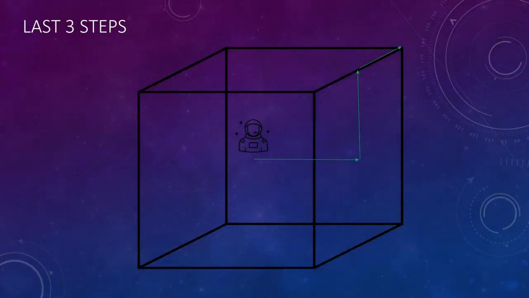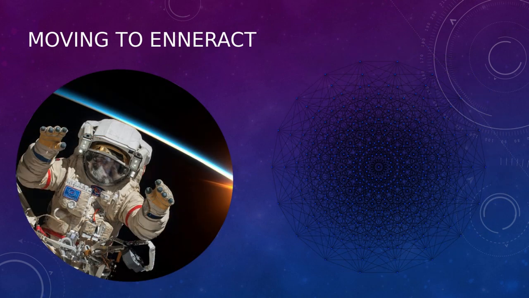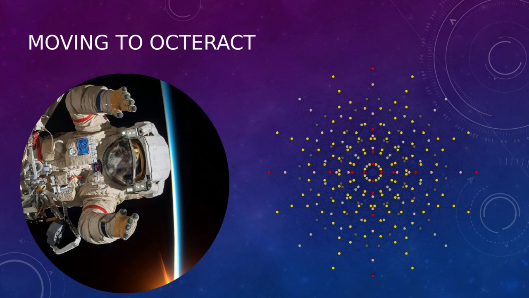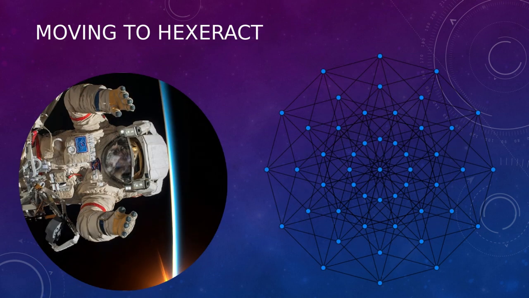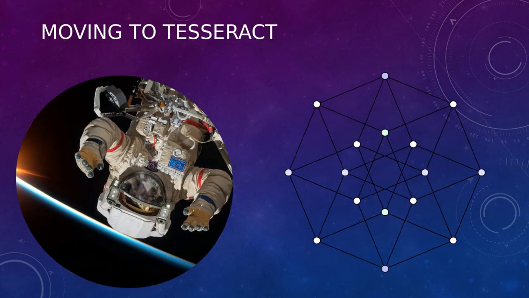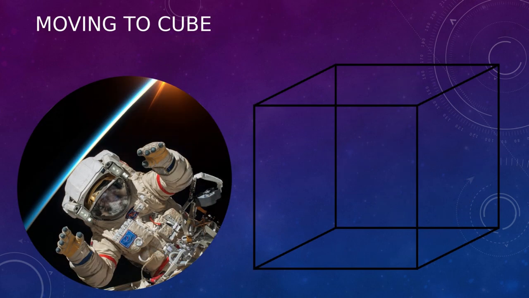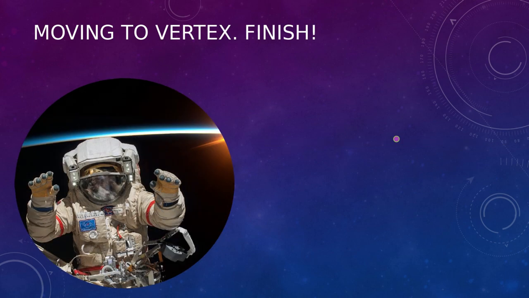Analysis of the experiment. Fyodor's report is as follows. Start from decaract. Moving to enneract. Moving to octaract. Moving to heptaract. Moving to hexaract. Moving to pentaract. Moving to tesseract. Moving to cube. Moving to square. Moving to segment. Moving to vertex. Finish.